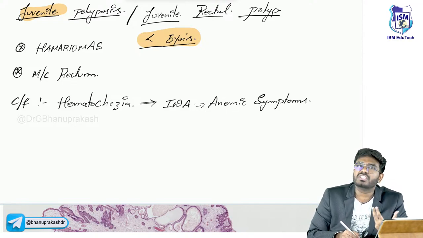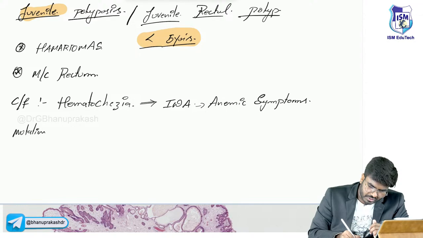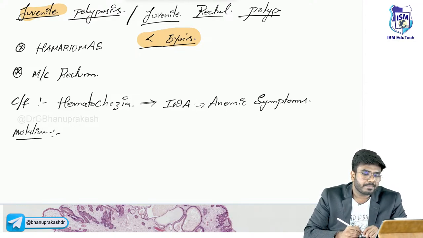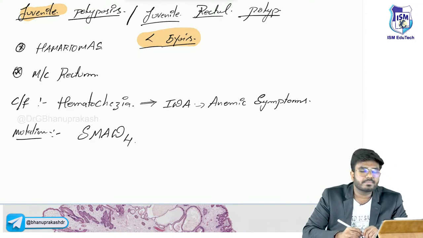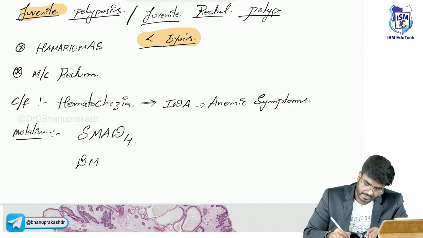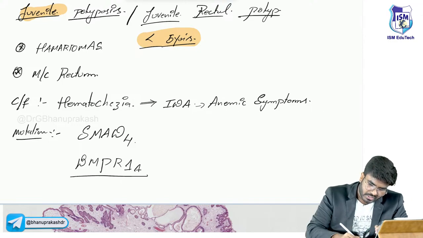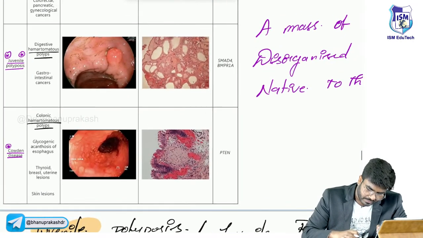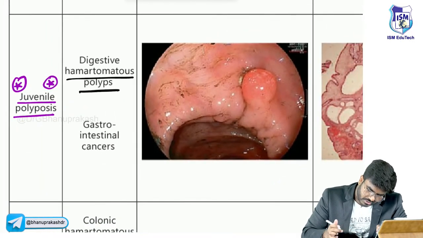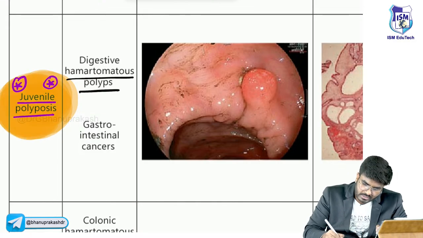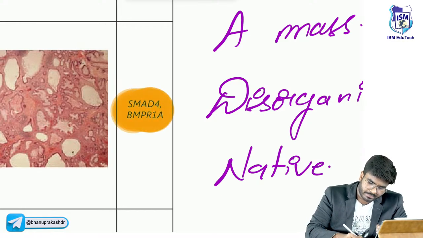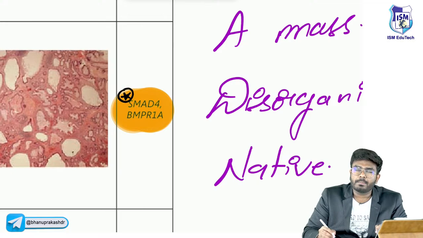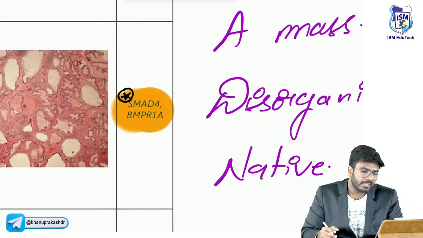Now the question is, why does this juvenile polyposis happen? What's wrong? Gene mutations. What are the gene mutations responsible for the development of this juvenile polyposis? SMAD4 gene mutations and BMPR1A gene mutations. Right now I am talking about juvenile polyposis. So the patient is having polyps. Which gene mutations? SMAD4 and BMPR1A gene mutations are the ones responsible for the development of juvenile polyposis or juvenile rectal polyps.